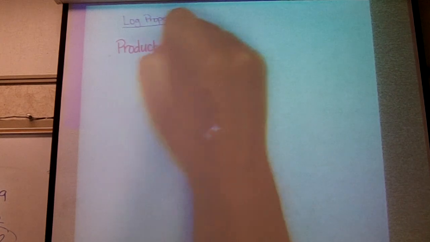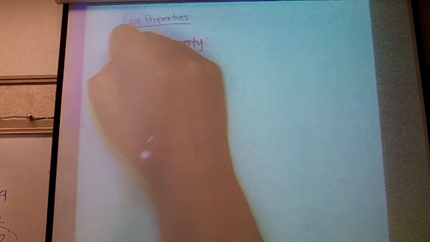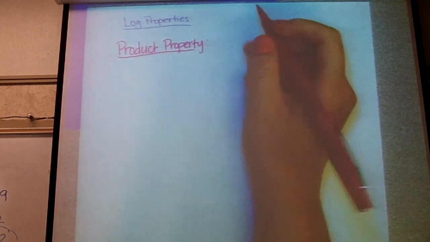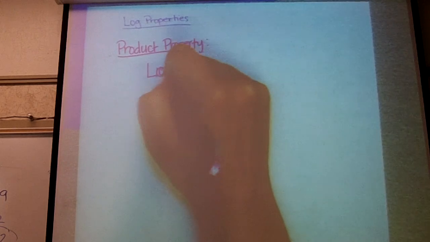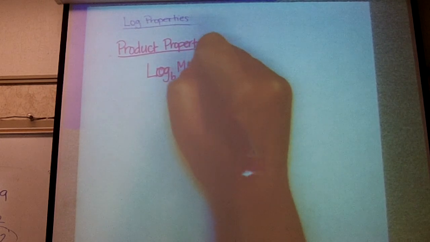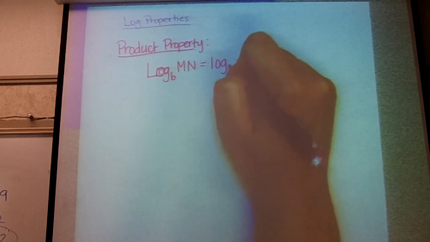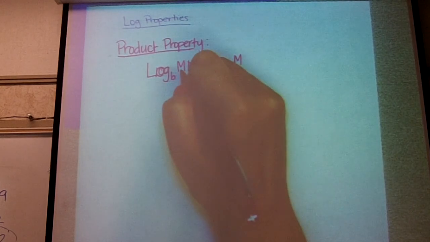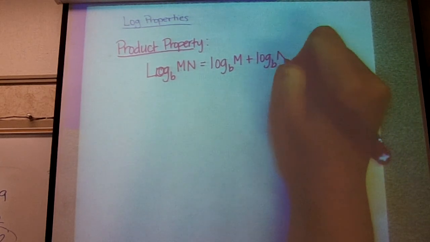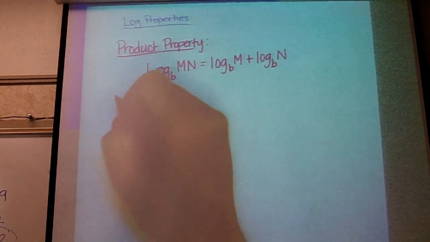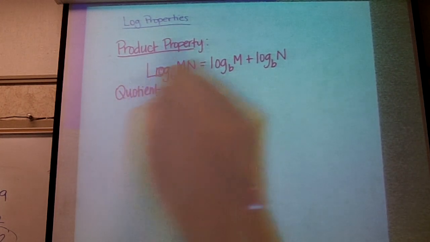So the first one is the product property. And it basically says that if you have log base B of a product, whatever they are, you can basically split it up by taking log of the first piece of that plus log of the second piece. Okay, the next one is the quotient property.